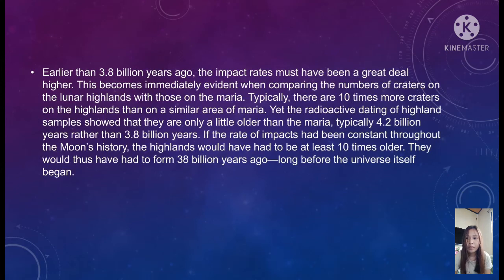This becomes immediately evident when comparing the numbers of craters on the Lunar Highlands with those on the Maria. Typically, there are 10 times more craters on the Highlands than on a similar area of Maria. Yet the radioactive dating of Highland samples shows that they are only a little older than the Maria, typically 4.2 billion years rather than 3.8 billion years. And if the rate of impacts had been constant throughout the Moon's history, the Highlands would have had to be at least 10 times older. They would thus have had to form 38 billion years ago, long before the universe itself began.